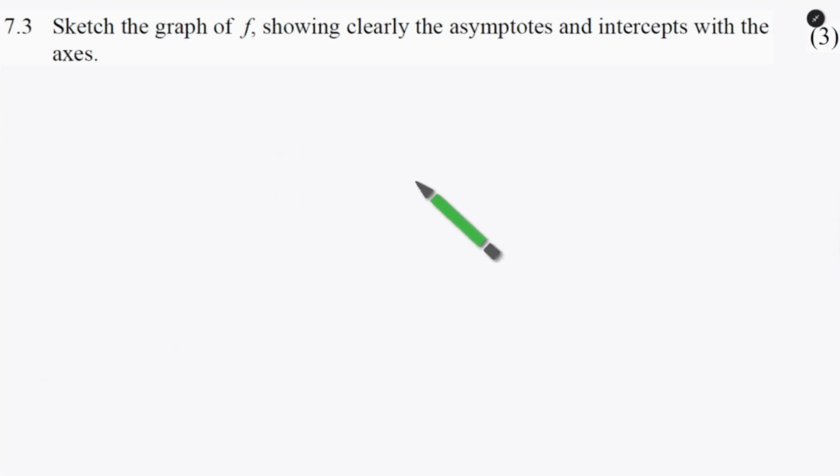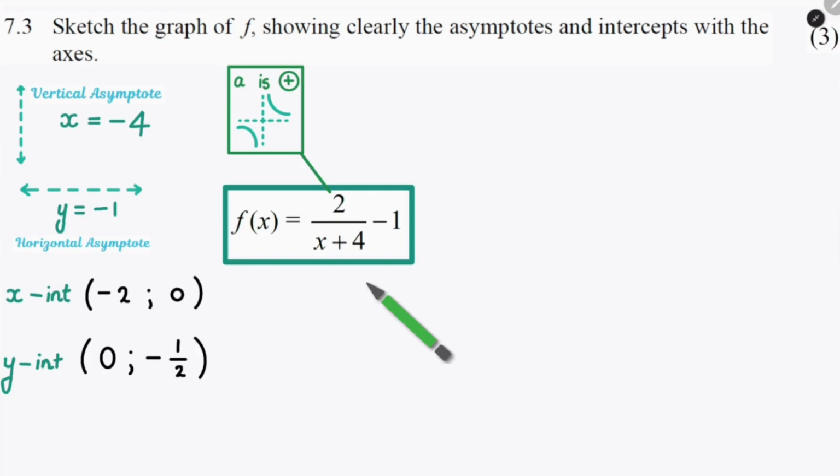In question 7.3, we are asked to sketch the graph of f, clearly showing the asymptotes and intercepts with the axes. So let's see what we know about this graph. We know a lot already. We know where all its intercepts are, all its asymptotes, as well as a is positive, so it's going to be in those two quadrants.